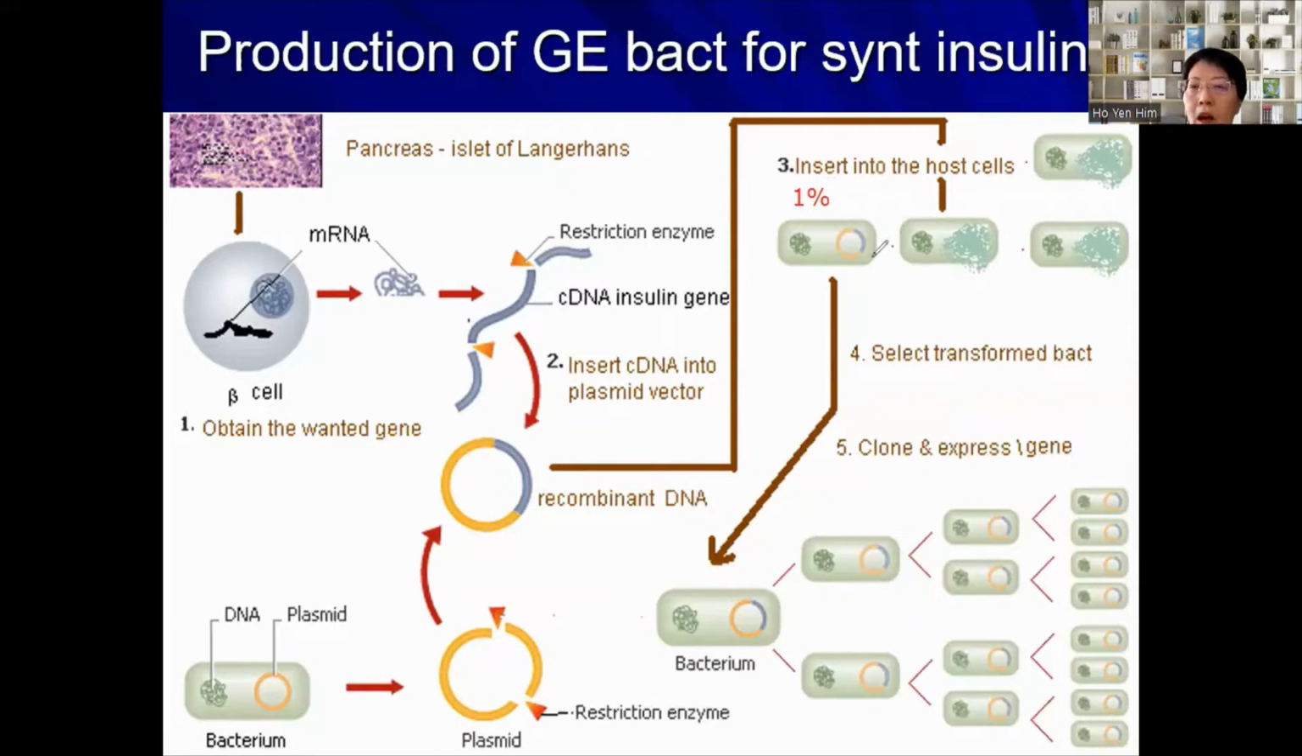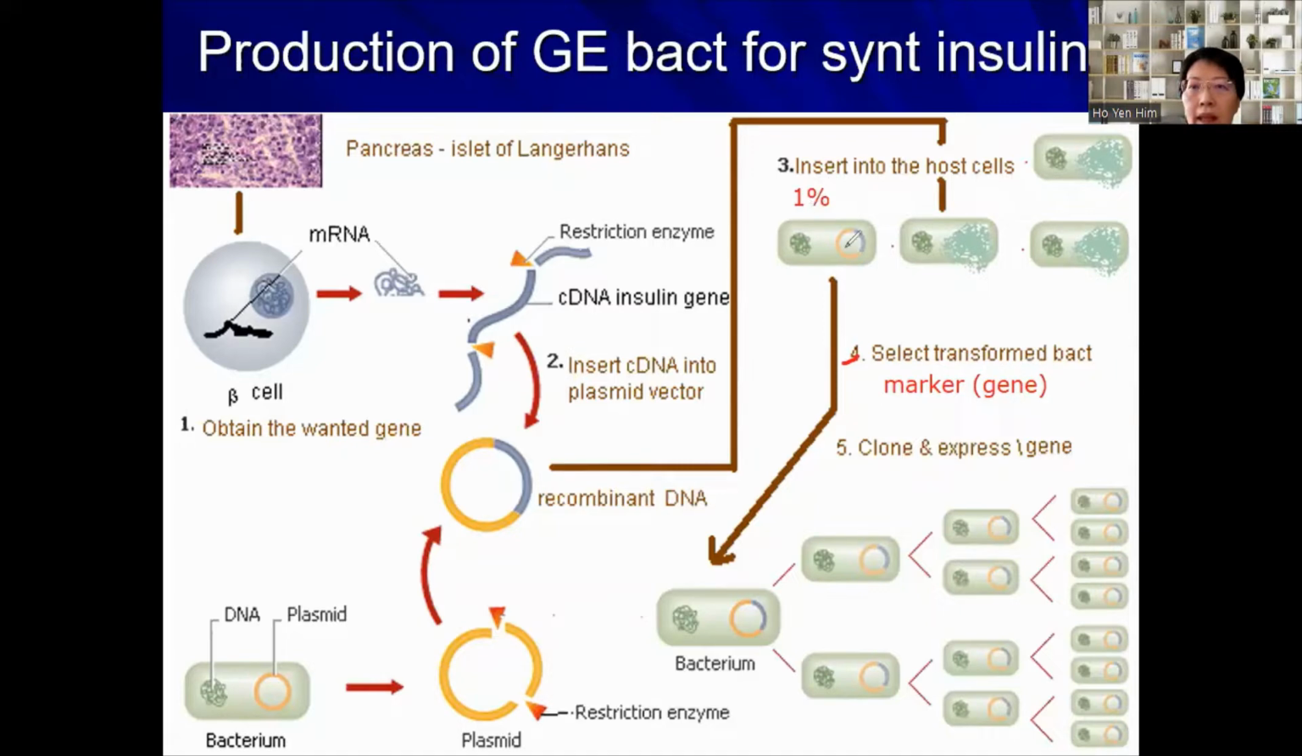After 1% take up, of course, the next step is to select which bacteria has been transformed. Transform means take up the foreign DNA. This process of selection is where we use the marker. Marker means, remember, you mark the one that has taken up the gene. So you have to use the marker gene to do that. You will learn how to do it later on.